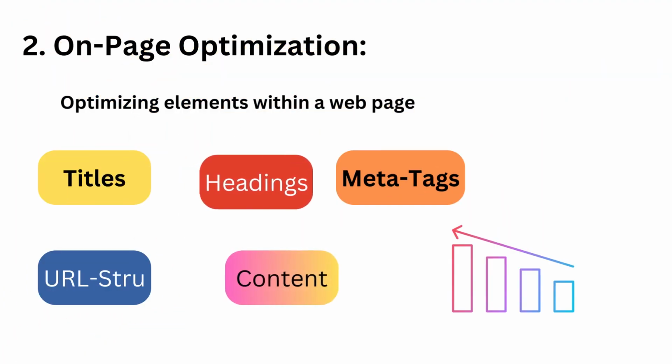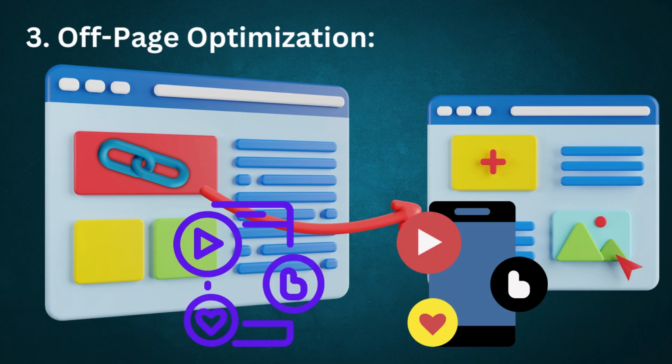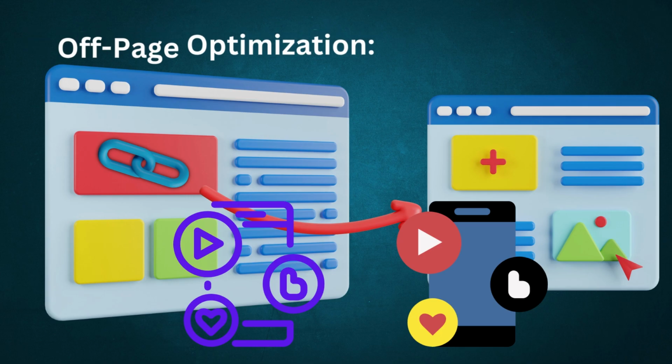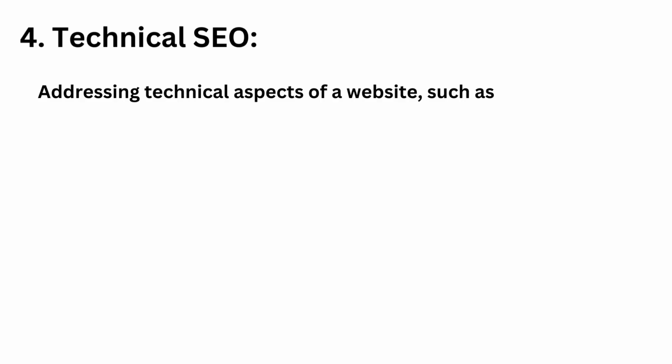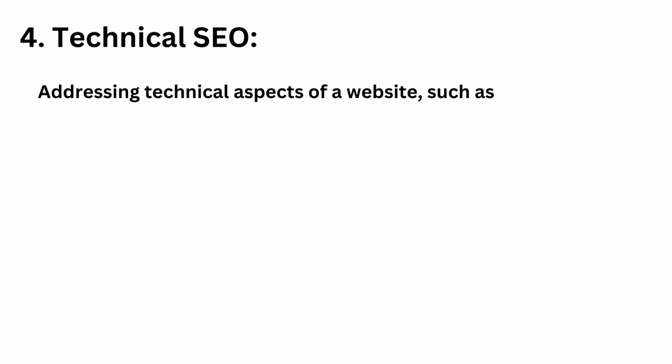and content, to make it search engine friendly. 3. Off-page optimization, building the website's reputation and authority through acquiring backlinks from other reputable websites, social media mentions, and other external factors. 4. Technical SEO, addressing technical aspects of a website, such as site speed, mobile friendliness, crawlability, and indexability, to ensure search engines can properly access and understand the site's content.